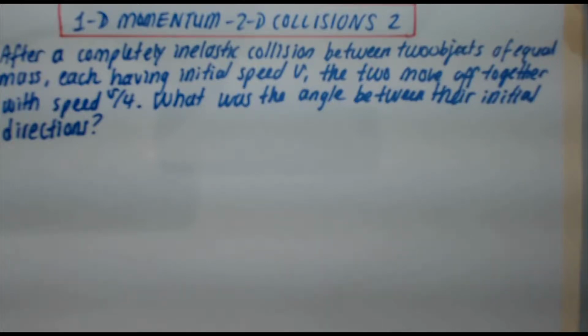After a completely inelastic collision between two objects of equal mass, each having initial speed v, the two move off together with speed v over 4. What was the angle between their initial directions?